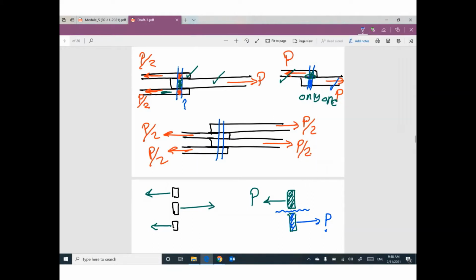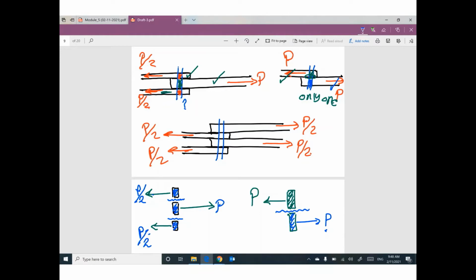Okay. What is the force at this cross section? Do you think this force is P or P divided by 2? I believe the force in this part is P divided by 2. I believe the force in this part is P divided by 2. So the force transmitted between this part and this part is P divided by 2. And the force transmitted between this part and this part is P divided by 2.